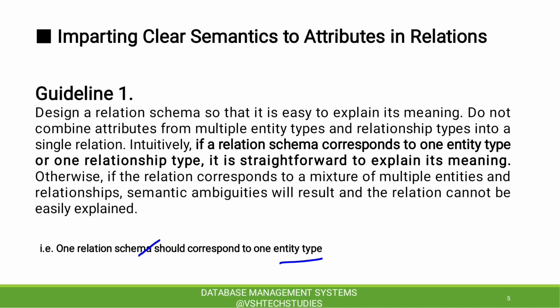So while designing relations, one relation should have the attributes of only one entity type. That is, in one relation there should not be a mix of, for example, employee entity type and department entity type. If in one relation there are attributes of only one entity type, then it can give clear semantics or meanings to attributes in relations. That is the meaning of guideline 1.